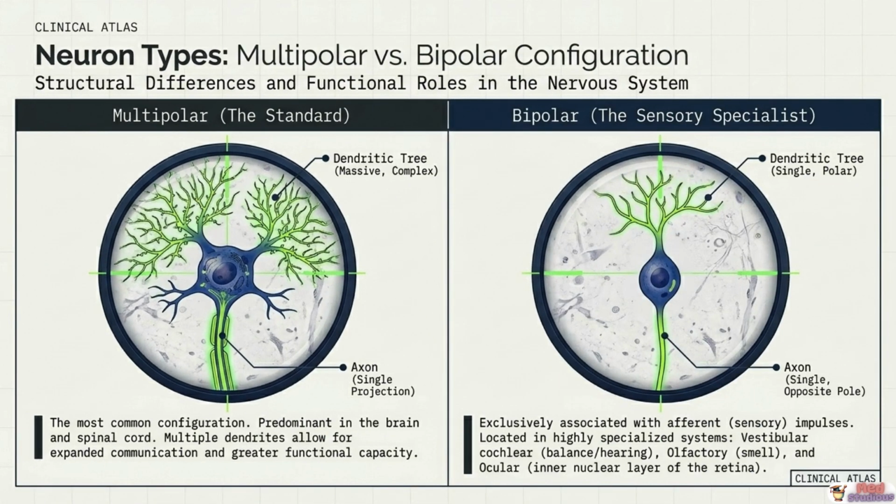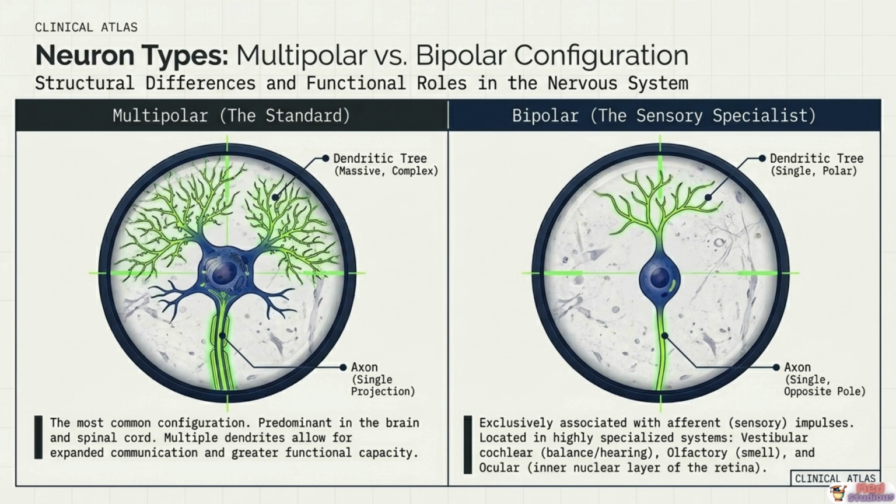Neurons are not all built the same. Their structural configuration is perfectly adapted to their specific role. Let's compare the multipolar and bipolar configurations. The multipolar neuron is the standard. It features a massive, complex dendritic tree extending from the soma and a single axon. This is the most common configuration in the human body, overwhelmingly predominant in the brain and spinal cord. The multiple dendrites allow for expanded communication, acting as network hubs integrating thousands of signals simultaneously.